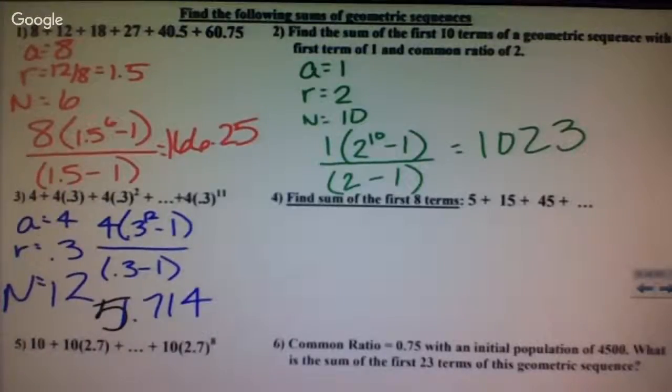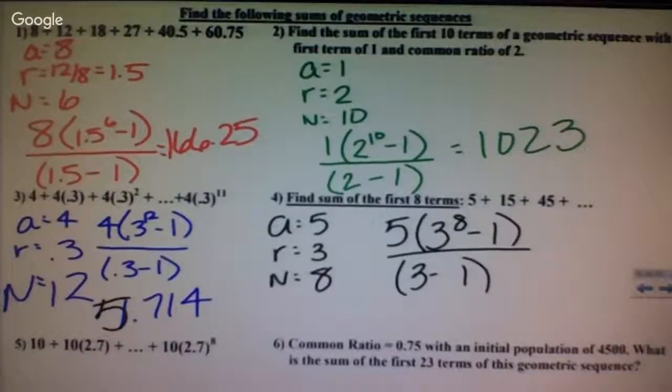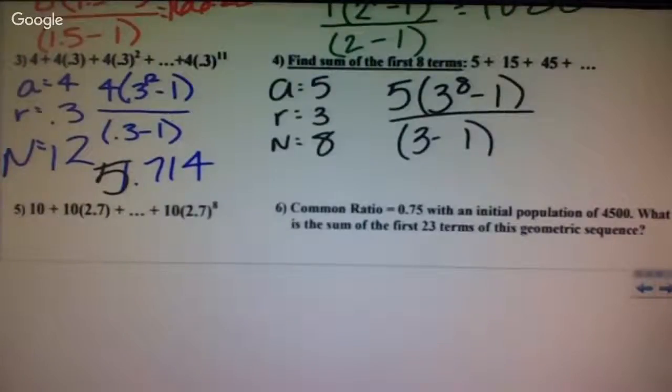Okay. What's my A? 5. What's my R? 3. And what's my N? 8. So 3 raised to the 8th minus 1, and 3 minus 1 in the bottom. The hardest part is going to be: can you find your A value? Can you find your R value? Can you find your N value?